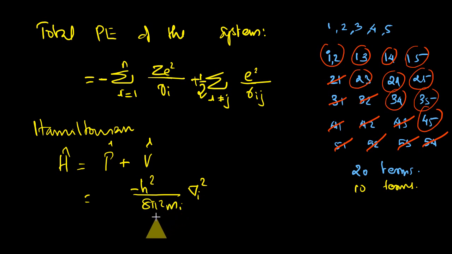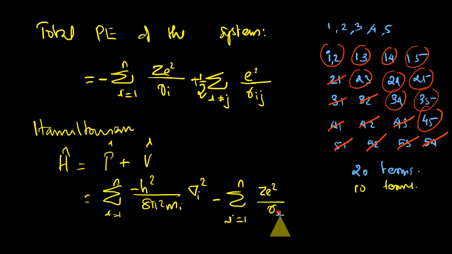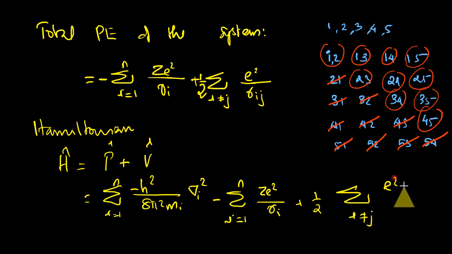And we have to consider the kinetic energy of all the n electrons. Then we have to sum up these terms for all the n terms. So this is sigma i equal to 1 to n, minus h square divided by 8 pi square mi del i square. So this will give the kinetic energy part of the Hamiltonian plus the potential energy part of the Hamiltonian. That we can take directly from here. This is the total potential energy of the system. So we can write minus sigma i equal to 1 to n, Ze square divided by Ri, plus half sigma i not equal to j, e square divided by Rij. Okay, so this is the Hamiltonian of the many electron system, or Hamiltonian for the n electron atom.